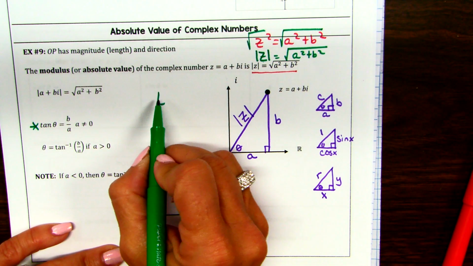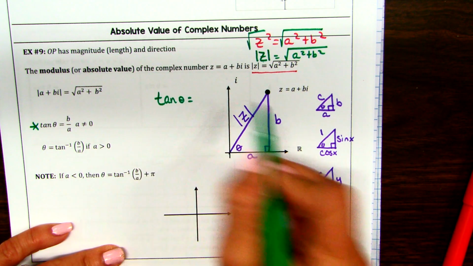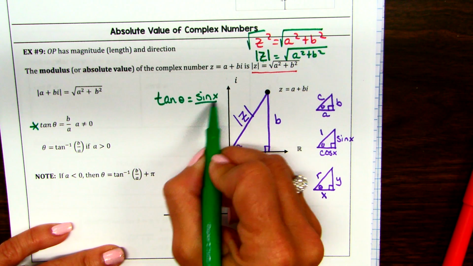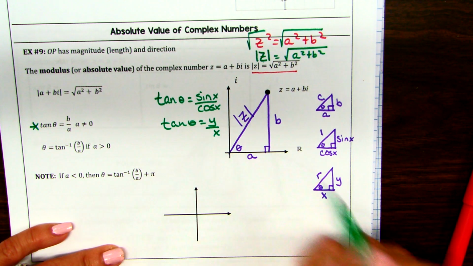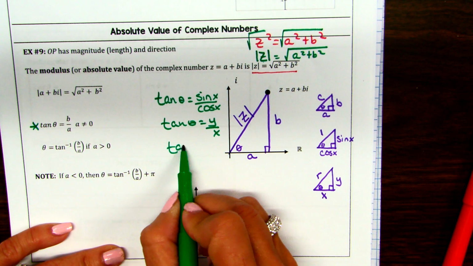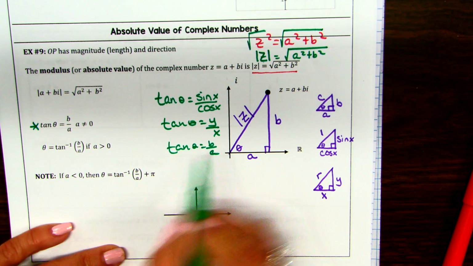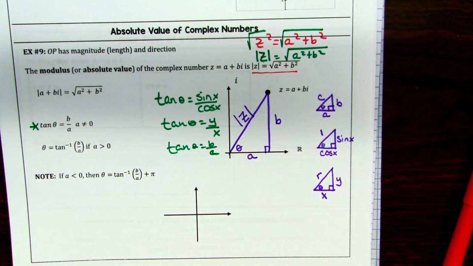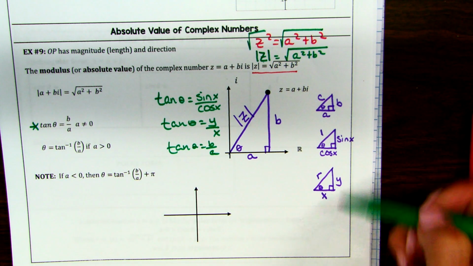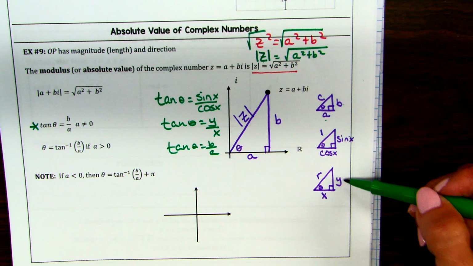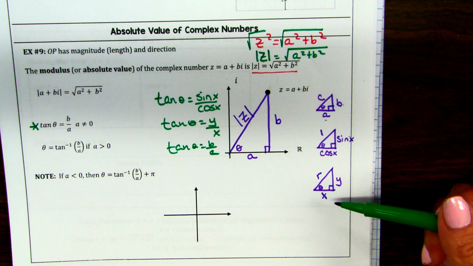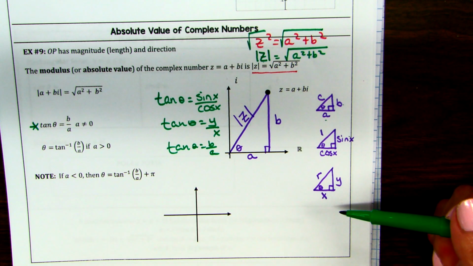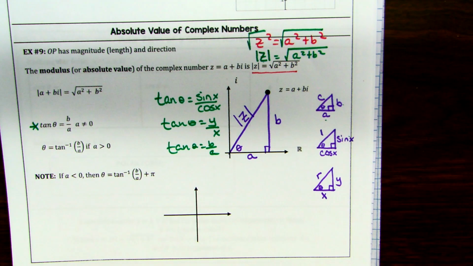How many times have we talked about tan? We have called tan sine over cosine. We have called tan y over x. And now we're calling tan b over a. All of them mean the same thing. It just depends on which triangle you're looking at. It's still b over a, sine over cosine, y over x, opposite over adjacent, o over a, right? Opposite over adjacent.